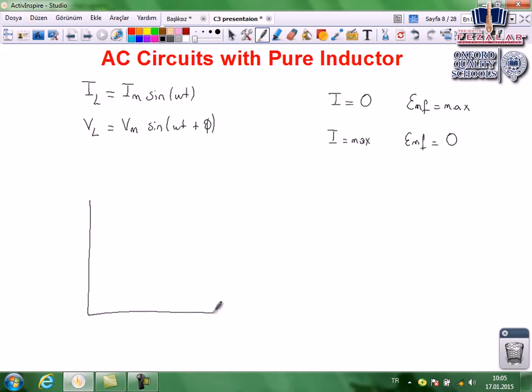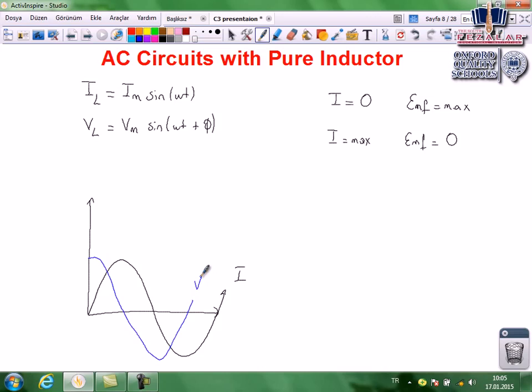Let's draw a sine curve of this information. This is our coordinate plane, x and y axis. Let's say this black one is current, from 0 to positive maximum, to 0, to negative maximum, to 0 again. This is current. When we draw voltage in blue, when current is minimum, voltage will be maximum. When current is maximum, voltage will be minimum. When current is minimum again, voltage will be maximum, then minimum again, and this is voltage.